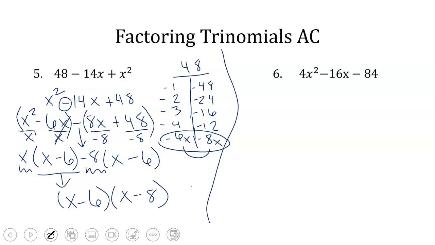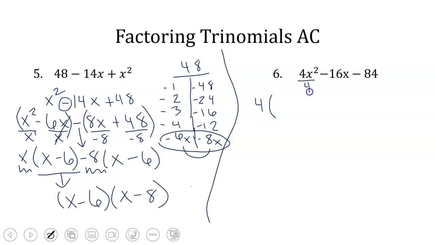All right, let's look at number 6. Well, there's a number in front of x squared. So your first question always, is there a GCF? Does 4, 16, and 84 have a common factor? What is the highest number? Can 4 go into 16? Yes, it can. Can 4 go into 84? Yes, it can. So 4 is my GCF.